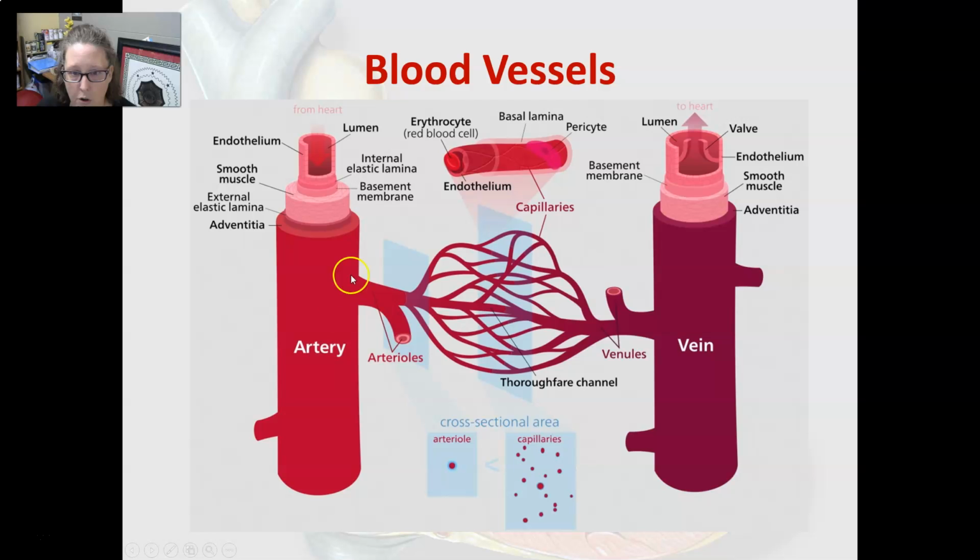We have the artery on this side with the outer layer called the adventitia. The artery has an external elastic lamina and an internal elastic lamina. It has a pretty thick layer of smooth muscle to be able to build pressure and to contract or dilate the artery. Then it has an endothelium, which is a layer that's in touch with the blood. The lumen is just the space in which the blood is traveling.